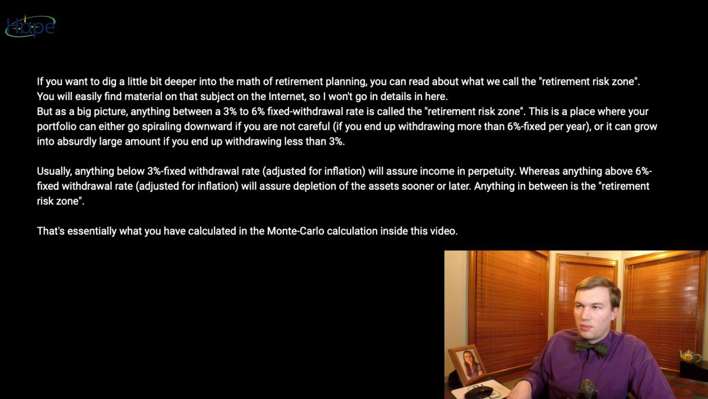Usually, anything below 3% fixed withdrawal rate adjusted for inflation will assure income in perpetuity, whereas anything above 6% fixed withdrawal rate adjusted for inflation will assure depletion of assets sooner or later. Anything in between is the retirement risk zone. That's essentially what you have calculated in the Monte Carlo calculation inside this video.